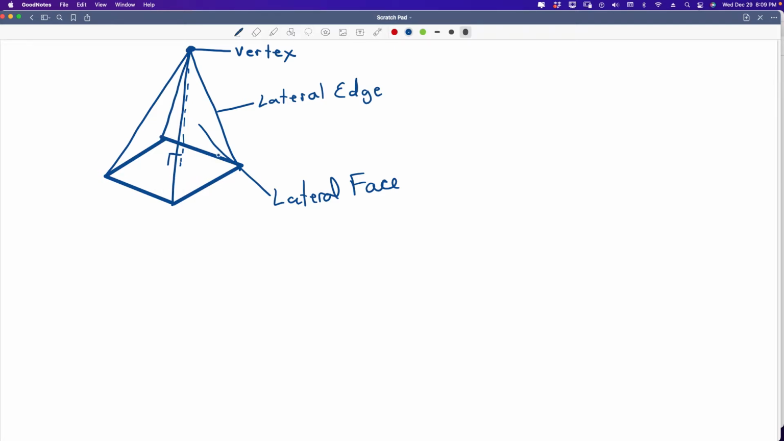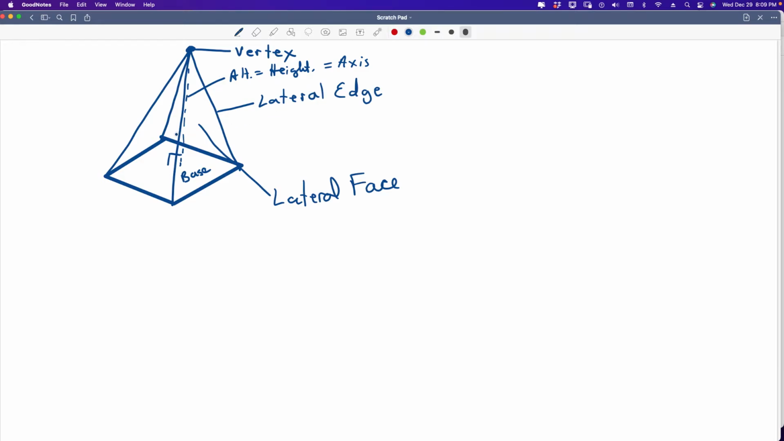Now this part at the bottom, this is your base. Okay. Let's see, the part here that goes up and down, that measures from the vertex down to the base, that is called your altitude, which is another word for height. Okay? Altitude and height are the same thing. It's also called the axis, just in case you want to know that.